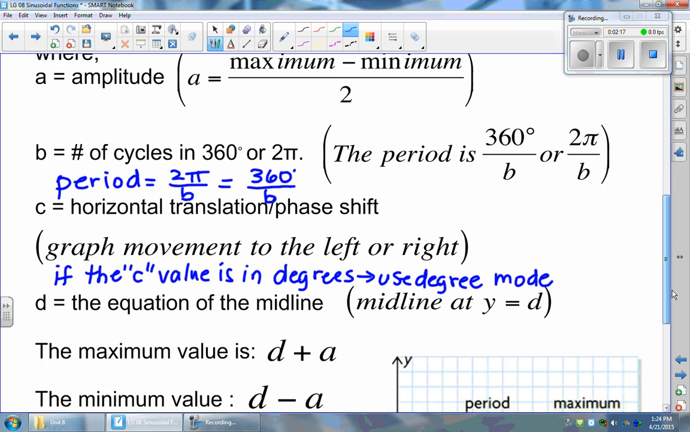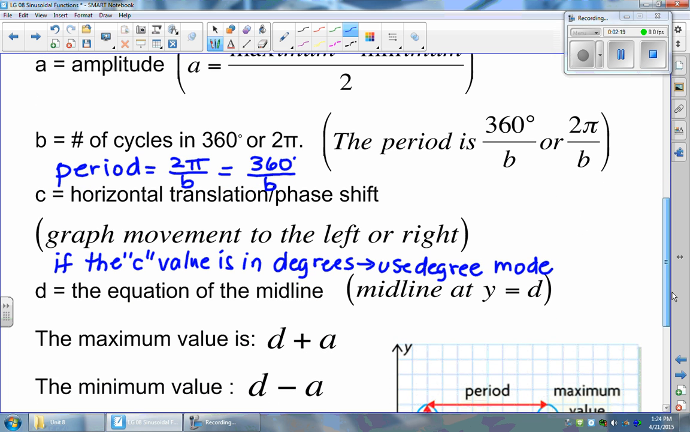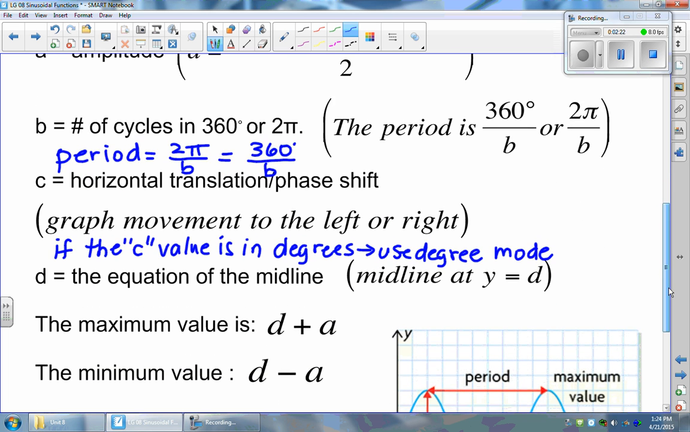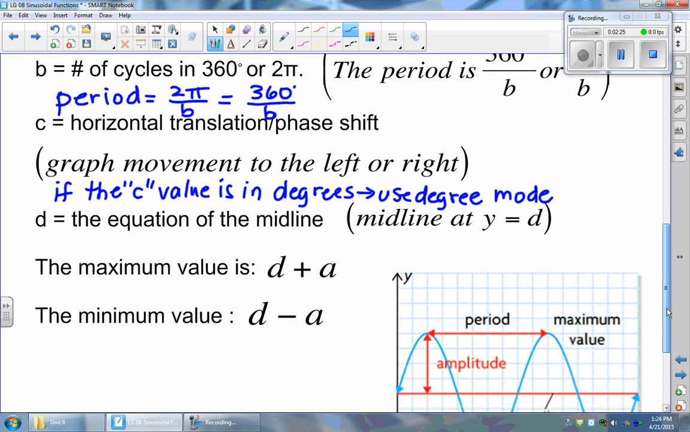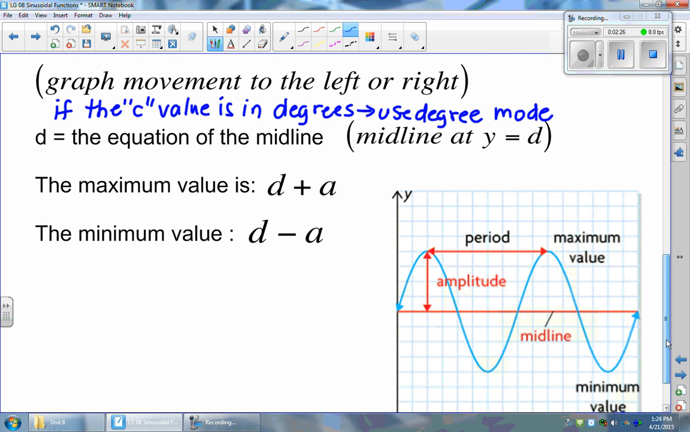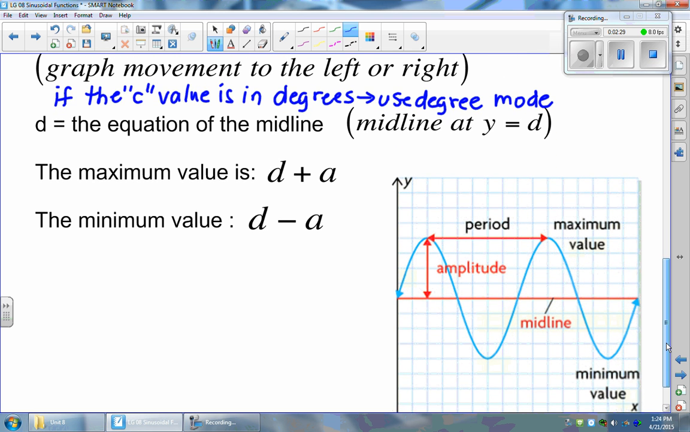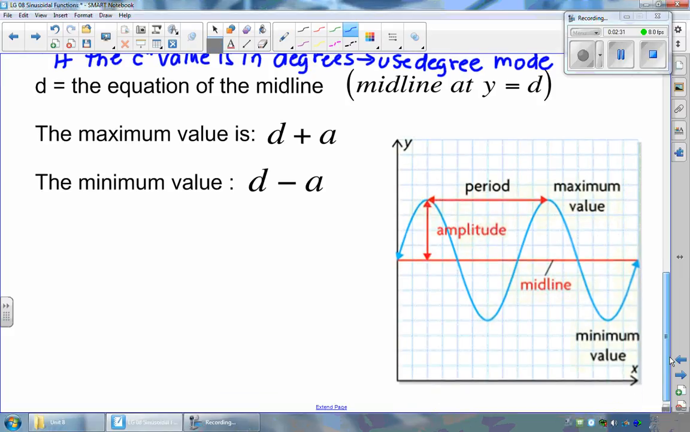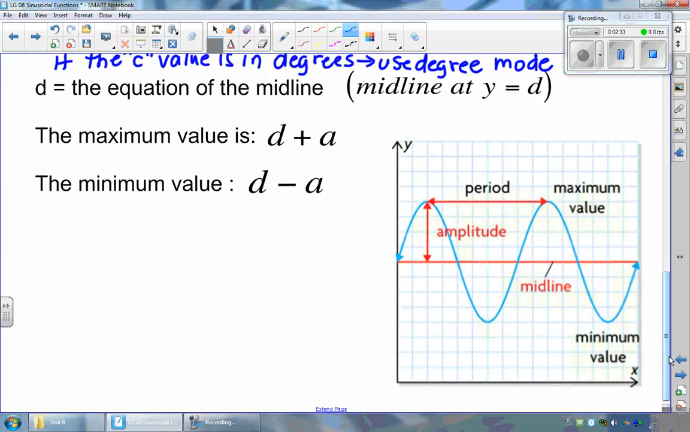And the D is the equation of the midline. So that tells us where the middle line of the graph is located. And we can easily use the equation of the midline in order to determine our maximum and minimum y values. So if we add the midline plus the amplitude, that's going to give us our maximum y value. And if we take the midline and we subtract the amplitude, that's going to give us our minimum y value.